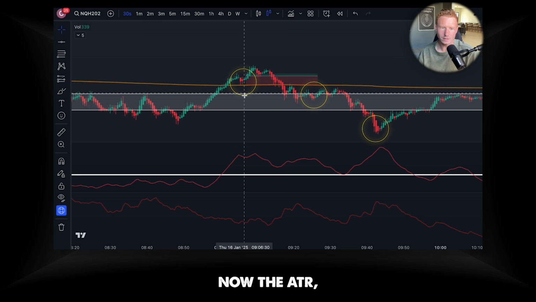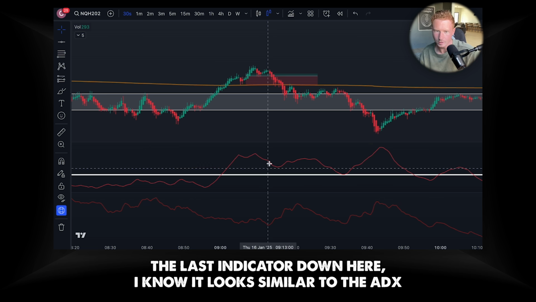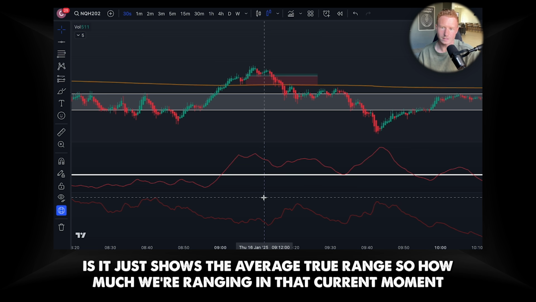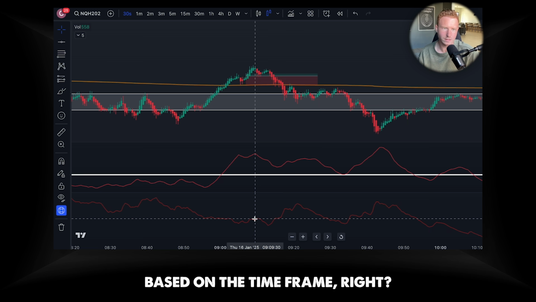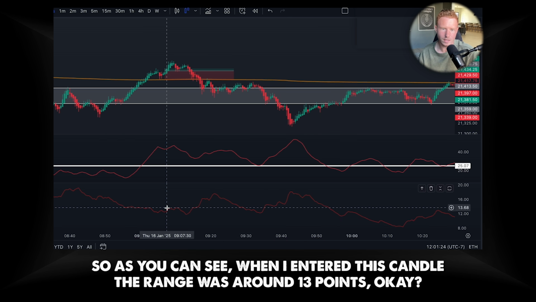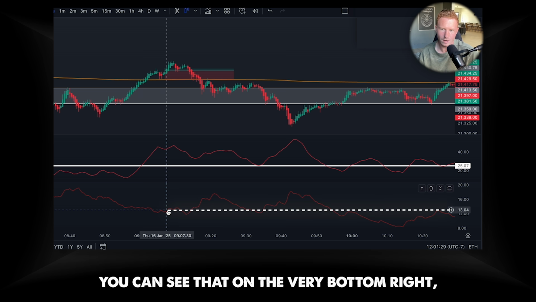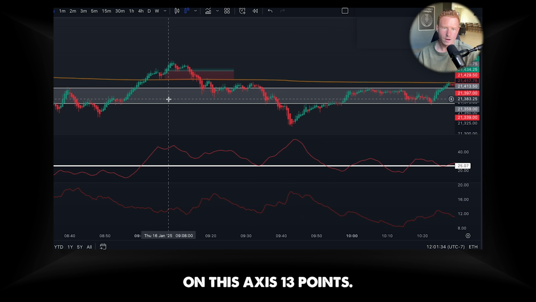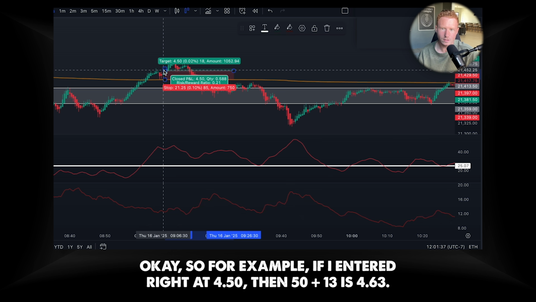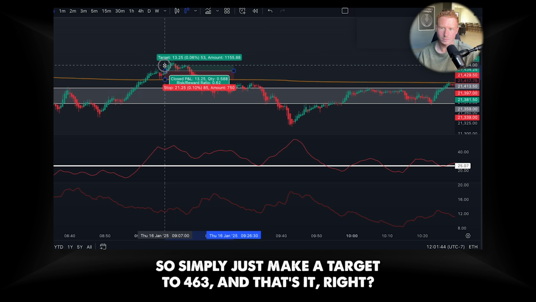Now the ATR, the last indicator down here, I know it looks similar to the ADX, but it's completely different. It just shows the average true range, so how much we're ranging in that current moment based on the time frame we're in. As you can see, when I entered this candle, the range was around 13 points. You can see that on the very bottom right on this axis, 13 points. So for example, if I entered right at 450, then 450 plus 13 is 463. So simply make a target at 463, and that's it, right?